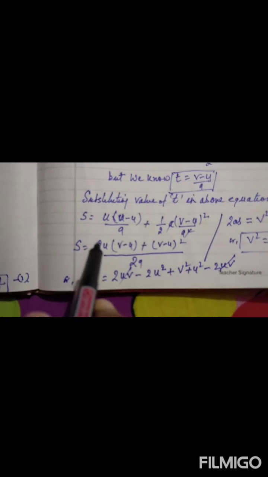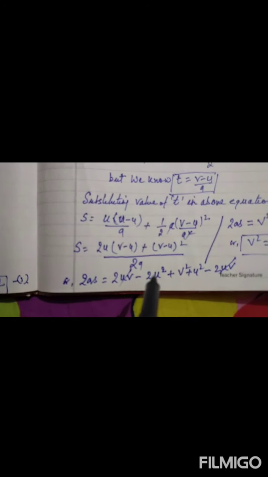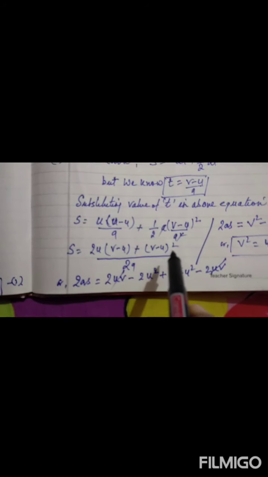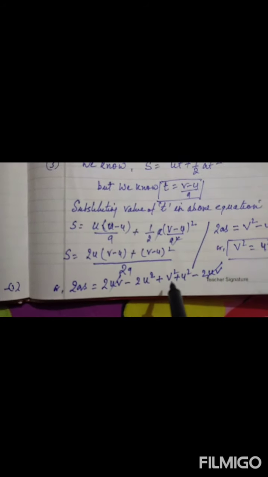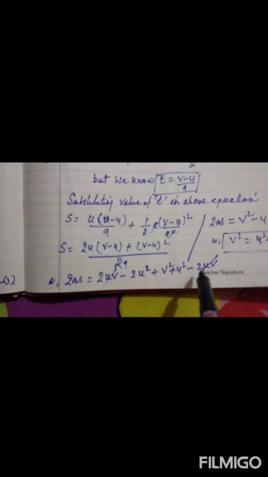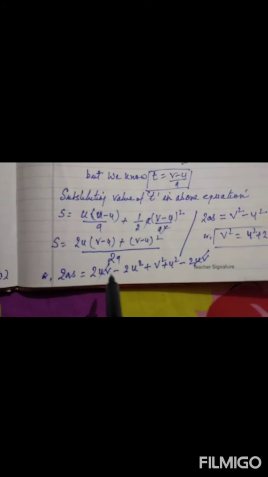Now calculating this, 2as will become 2uv minus 2u square plus v minus u whole square. Using the formula of a minus b whole square, this will become v square plus u square minus 2uv. Then 2uv and minus 2uv will be cancelled out, and this will become 2as equals v square minus u square. So ultimately we will write v square equals u square plus 2as. So this is the proof of the third equation.